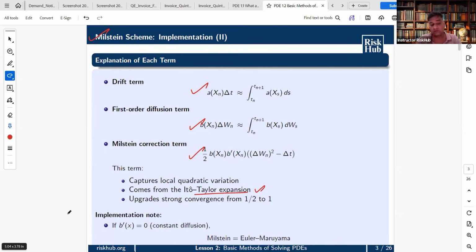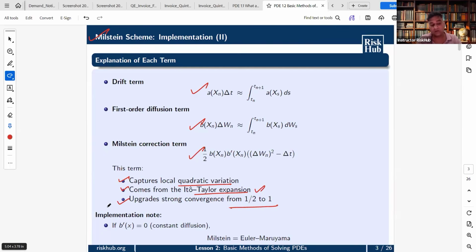The slide says Milstein improves strong convergence from half to 1, right? Meaning path by path simulation accuracy improves. It captures local quadratic variation. When we have a specific rate model with constant diffusion sigma, b'(x) is 0, so the Milstein benefit is the same as Euler. For the GBM stock model, sigma S, b'(x) is not 0, so Milstein adds a correction.